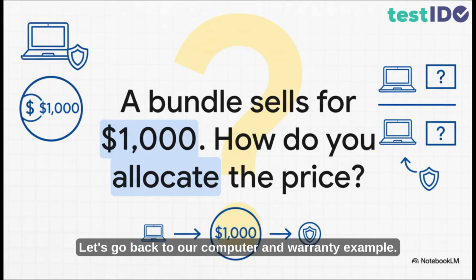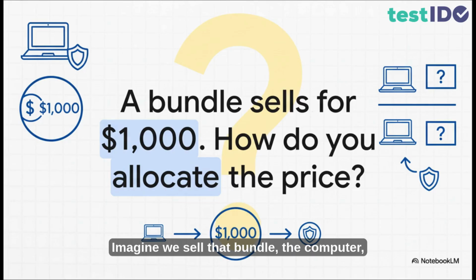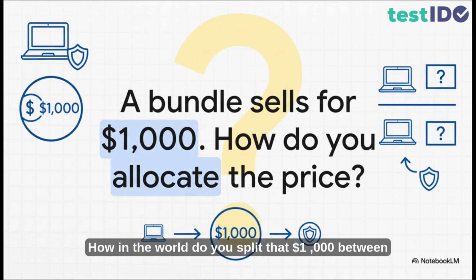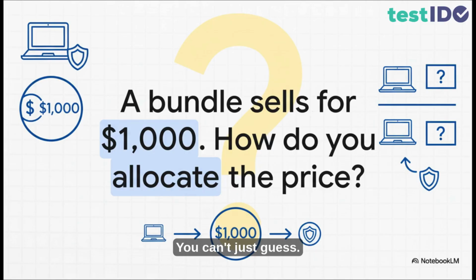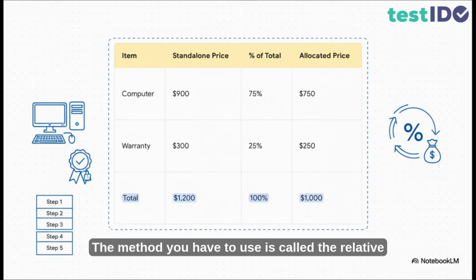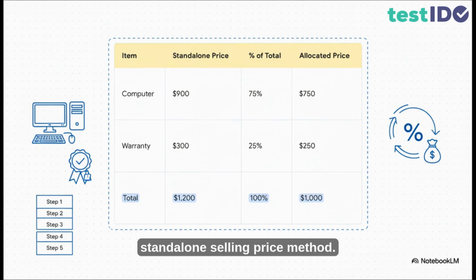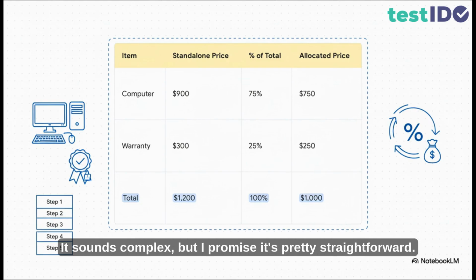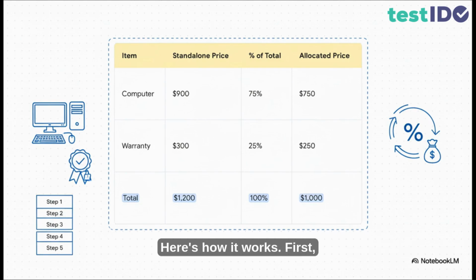Let's go back to our computer and warranty example. Imagine we sell that bundle, the computer and the warranty, for a single price of $1,000. How in the world do you split that $1,000 between those 2 separate performance obligations? You can't just guess. The standard tells you exactly how to do it. The method you have to use is called the relative standalone selling price method. It sounds complex, but I promise it's pretty straightforward. Here's how it works.